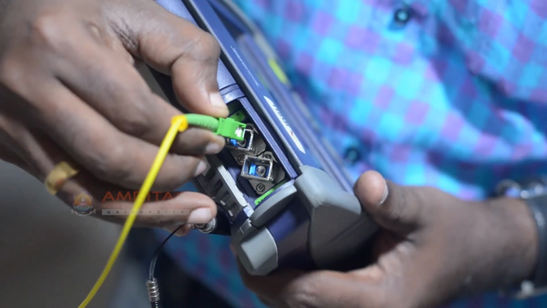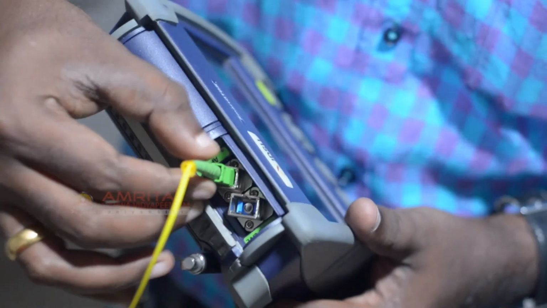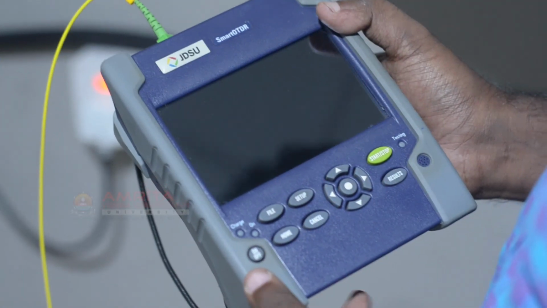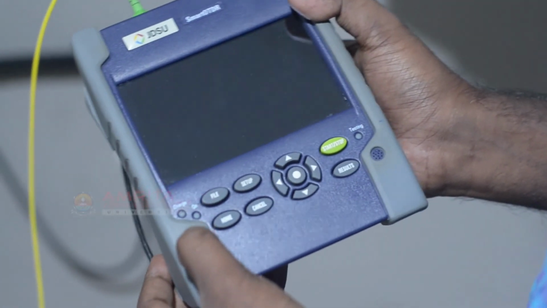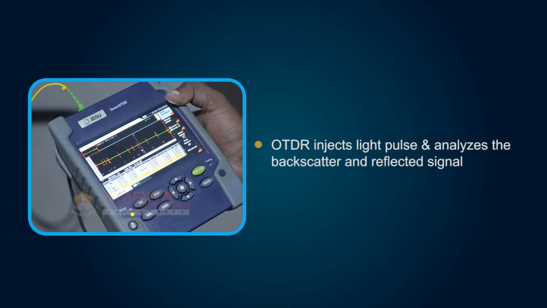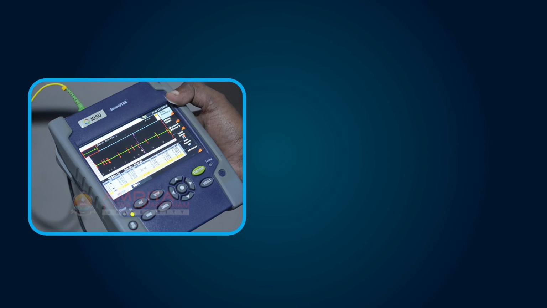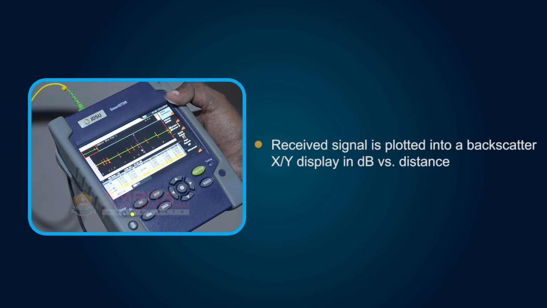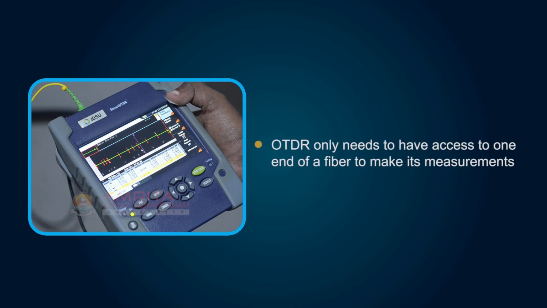OTDRs launch short-duration light pulses into a fiber and, as a function of time after the launch, measure the optical signal returned to the instrument. OTDR injects a light pulse and analyzes the backscatter and reflected signal. The received signal is plotted into a backscatter X by Y display in decibels versus distance. OTDR only needs to have access to one end of a fiber to make its measurements.